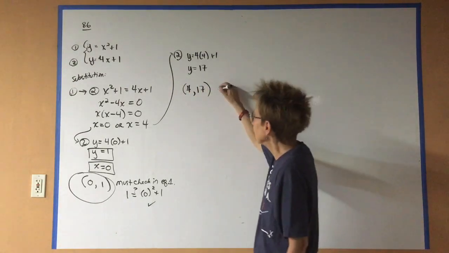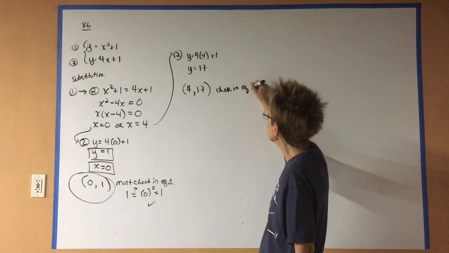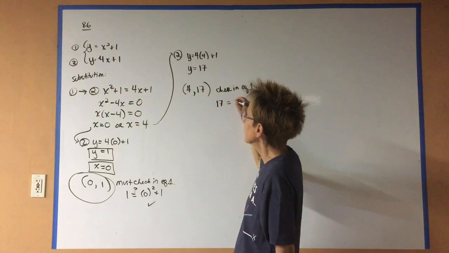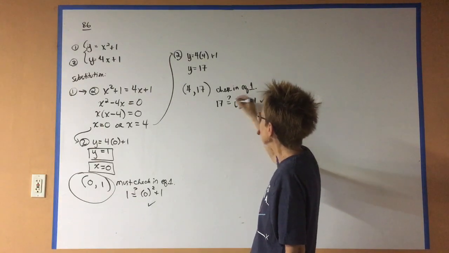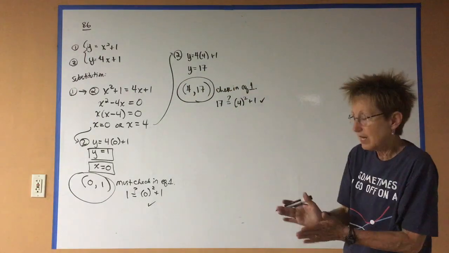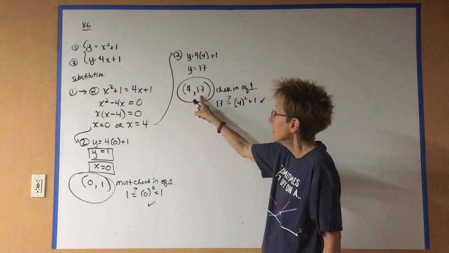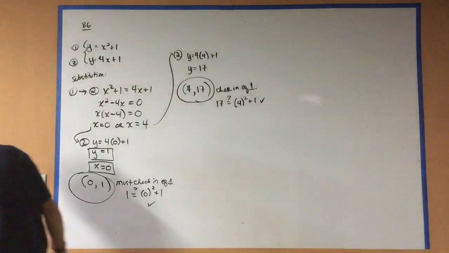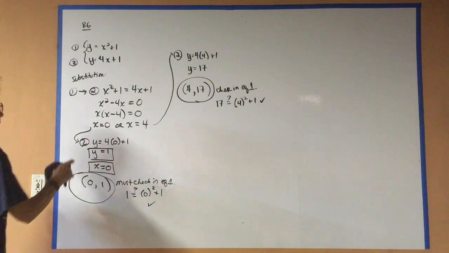So does it work? Again, you need to check in the other equation, which in this case would be equation 1 again. So I put it into equation 1. Y is 17. Does that equal 4 squared plus 1? It sure does. So guess what? This line crosses, or the line and the parabola intersect, or the system of equations has two solutions. The ordered pair 4, 17, and the ordered pair 0, 1. So let's go look at number 2 and see what we can do with it.